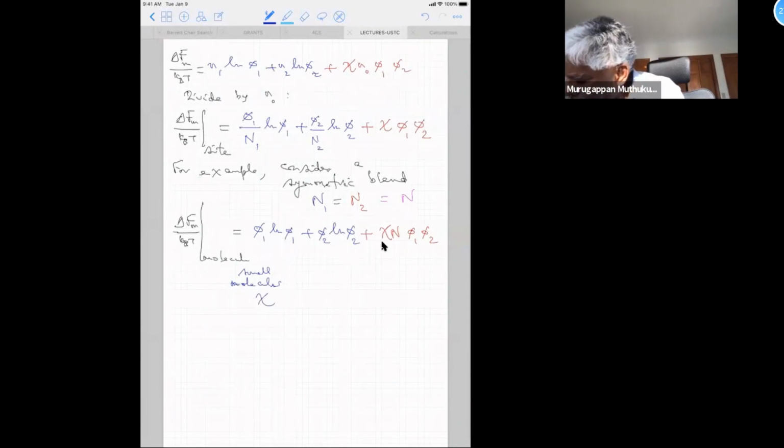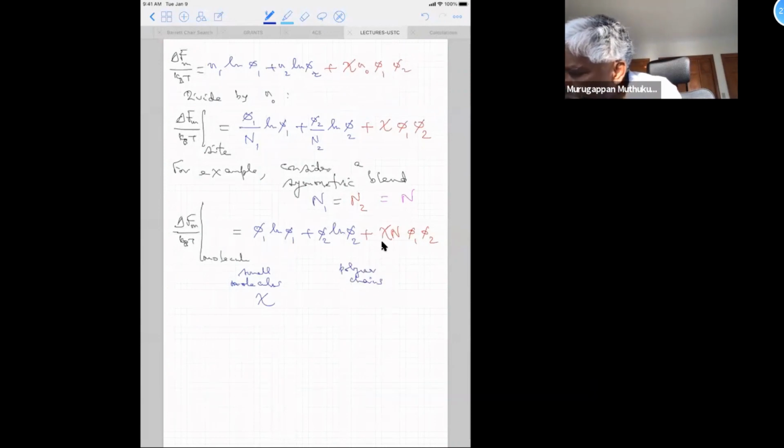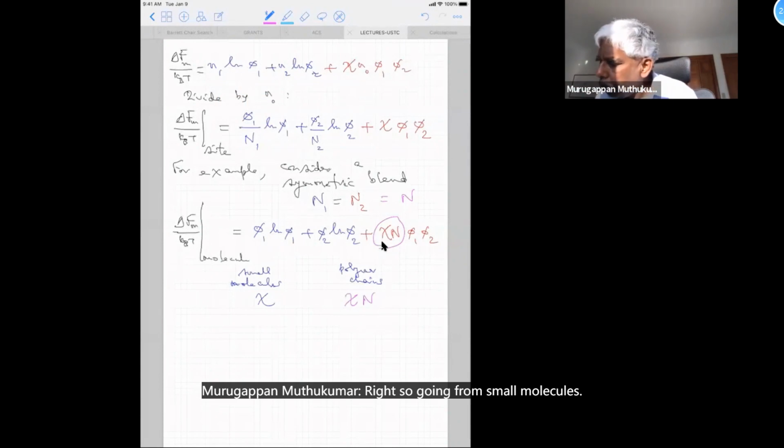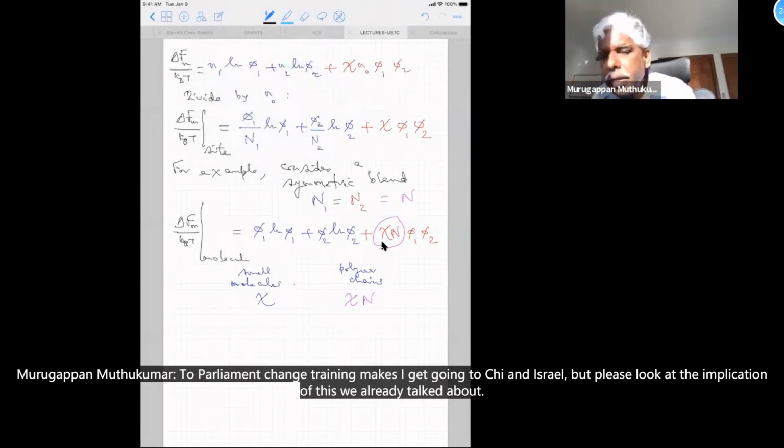Okay. When trying to mix polymer chains, I have chi n. Right? So going from small molecules to polymer chains, trying to mix, I go into chi n instead of chi. But please look at the implication of this.